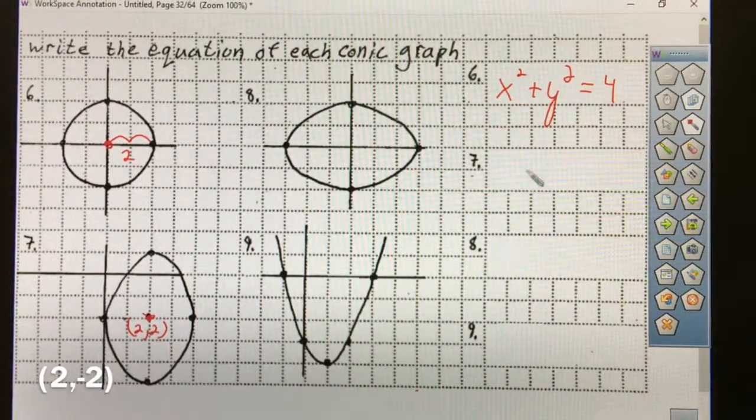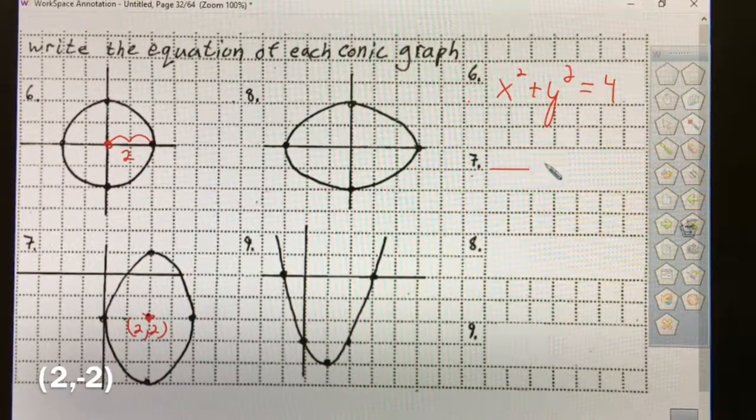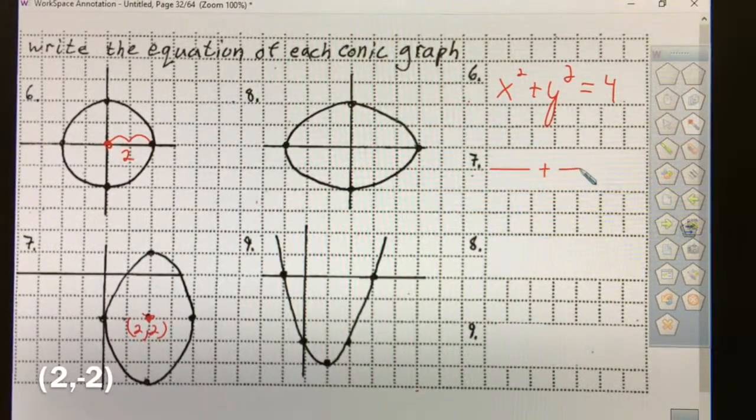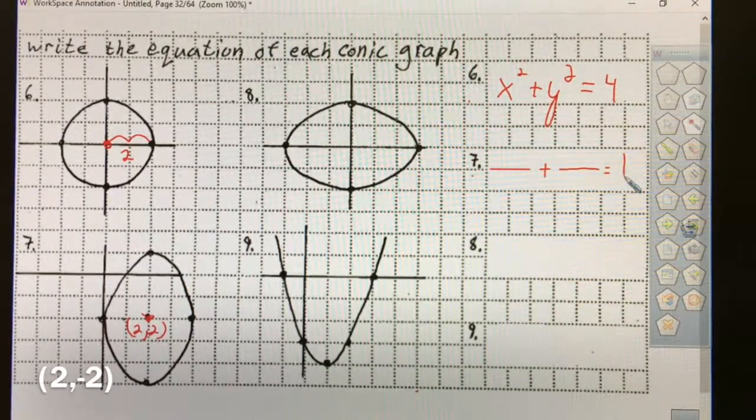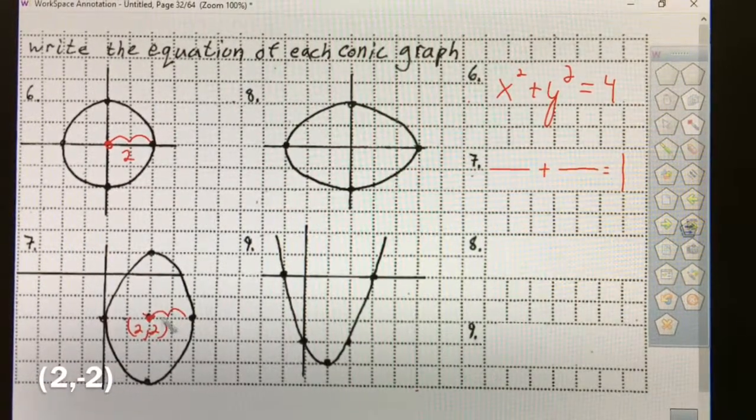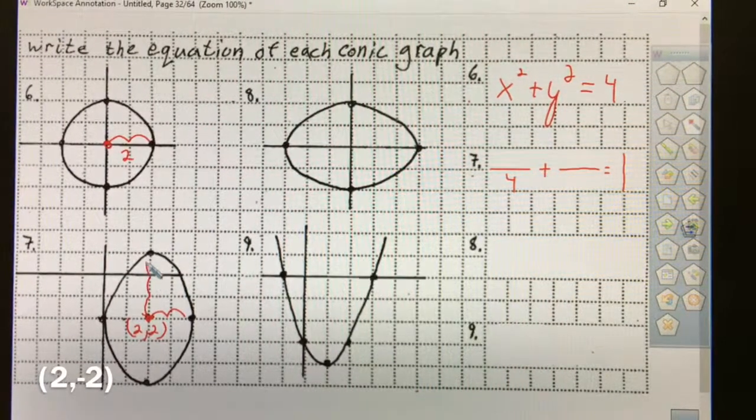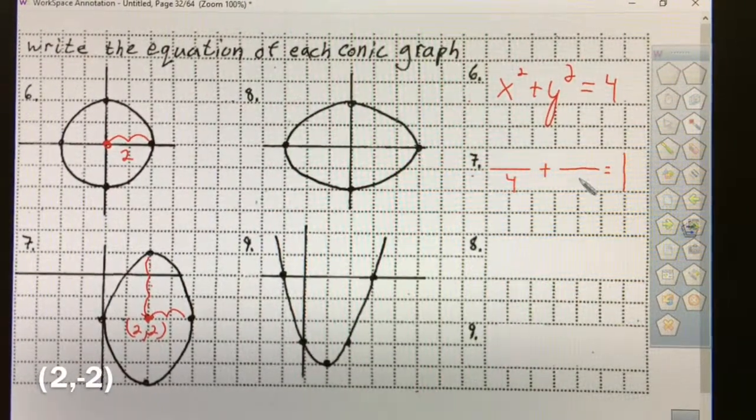Now this is an ellipse. So I'm going to set up a template. It's going to have a division bar. The ellipse always has a plus sign in the middle. And then another division bar. And then it's always going to be equal to 1. And now the distance along the horizontal that's parallel to the x-axis is 2 units. So 2 squared is 4. Then the distance that's parallel to the y-axis is 1, 2, 3. So 3 squared is going to give me 9.